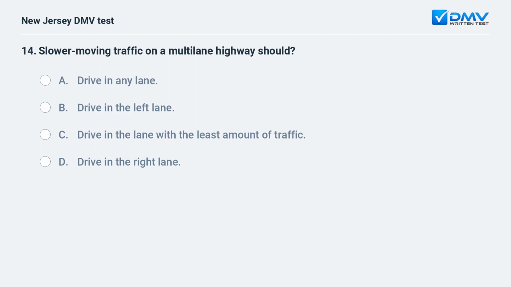Slower moving traffic on a multi-lane highway should A. drive in any lane, B. drive in the left lane, C. drive in the lane with the least amount of traffic, D. drive in the right lane.